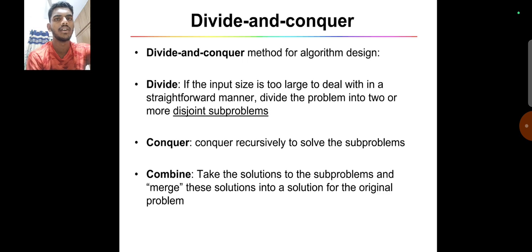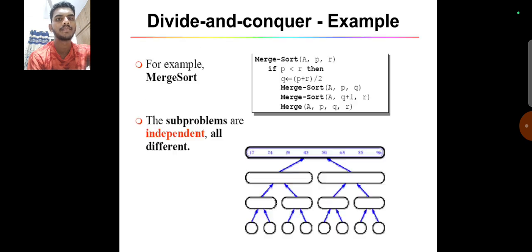Divide and conquer. Divide and conquer is a method for algorithm design. Divide: if the input size is too large to deal with in a straightforward manner, divide the problem into two or more disjoint subproblems. Conquer: conquer recursively to solve the subproblems. Combine: take the solutions to the subproblems and merge these solutions into a solution for the original problem.